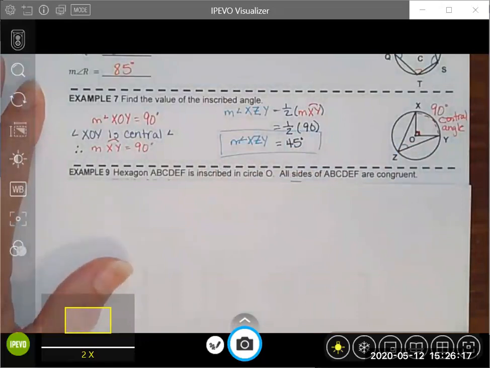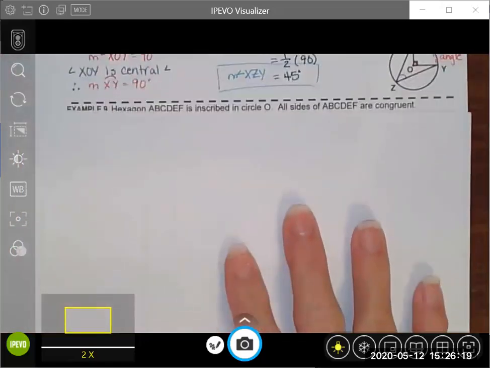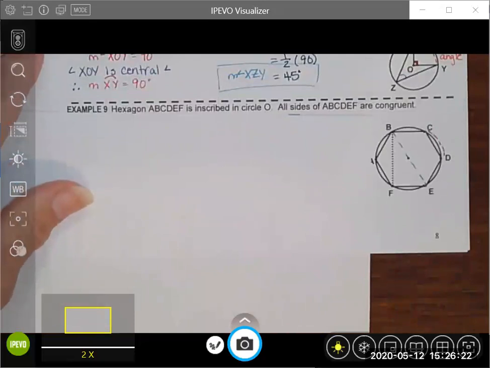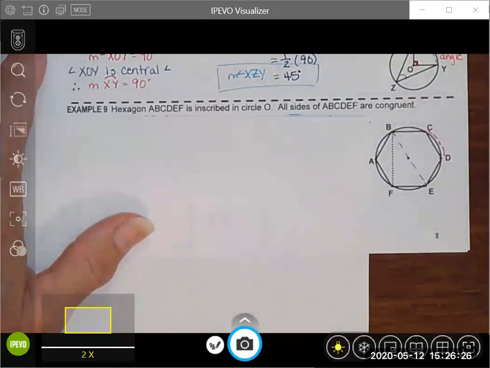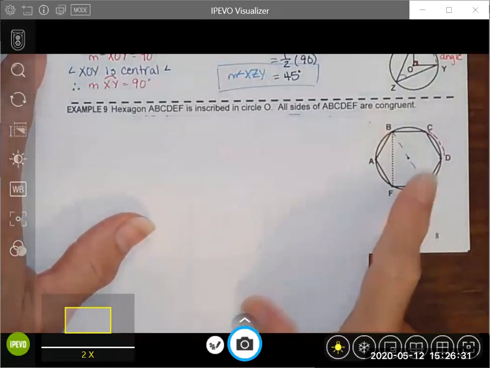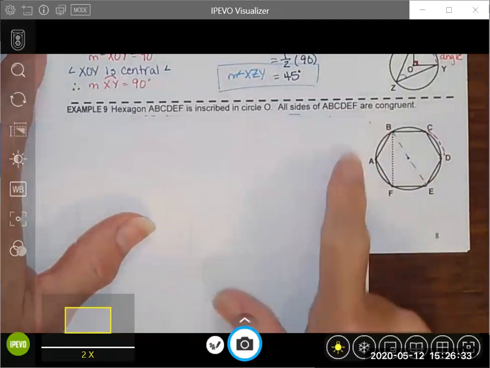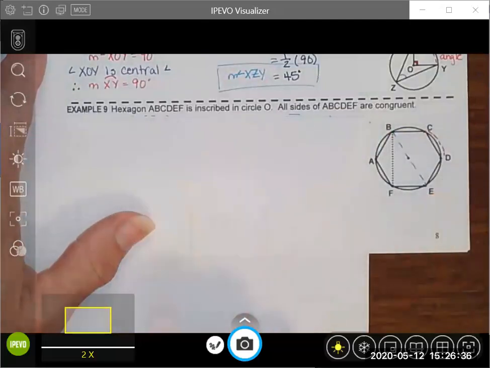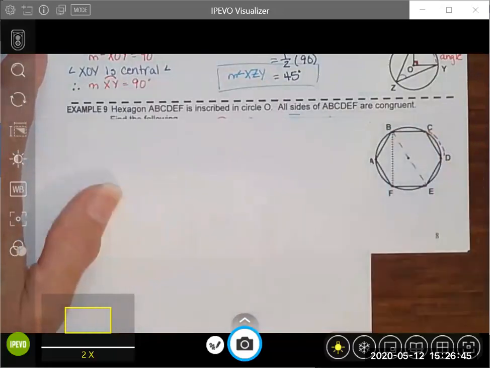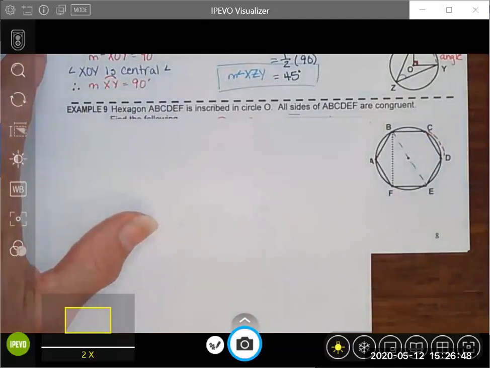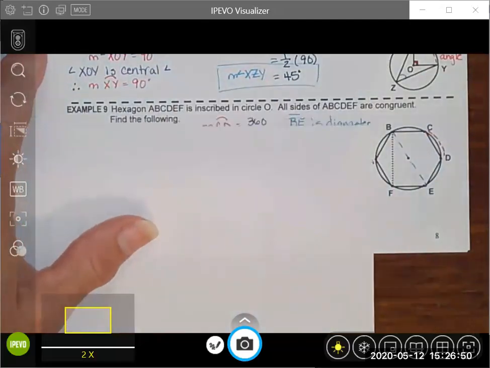All right, another interesting example is example 9. In this case, we have a hexagon inscribed in our circle. So what do we know about this? Well, I went ahead and drew a diameter. BE is a diameter. And I know the hexagon is a regular hexagon, which means that each side of the hexagon is equal and all of the arcs created by that hexagon are going to be equal as well.